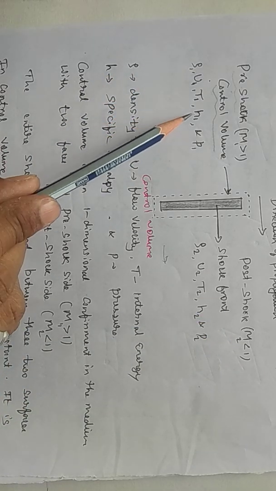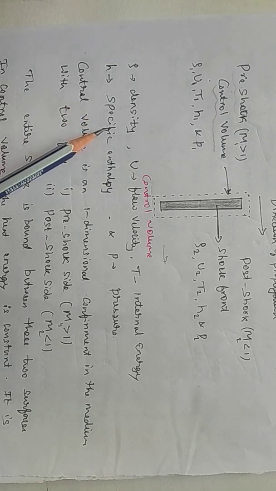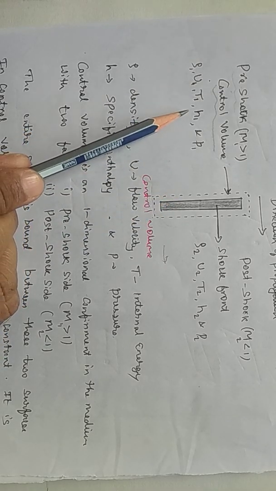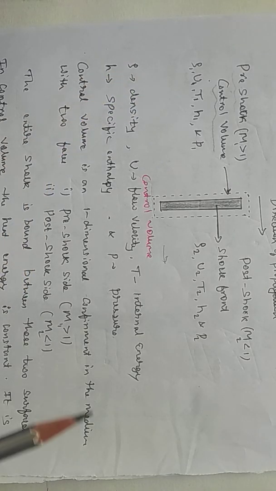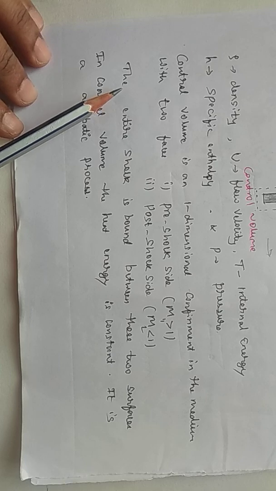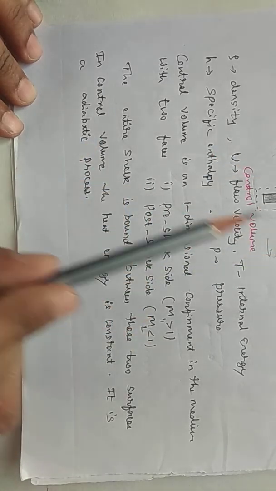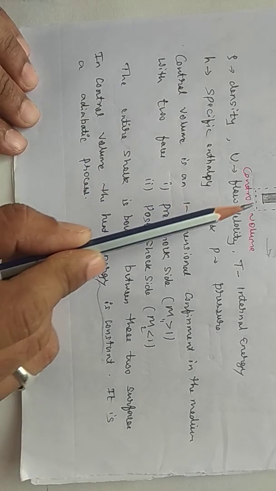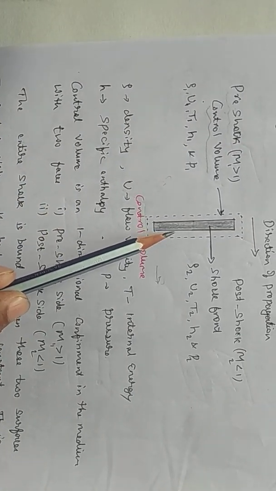The ρ corresponds to the density, u the flow velocity, T is the internal energy, H is the specific enthalpy, and P is the pressure. One corresponds to before and 2 corresponds to after. The entire shock is bound between two surfaces. In the control volume, the heat energy is constant. This is important. The heat energy is constant. So the whole process is going to be an adiabatic process.